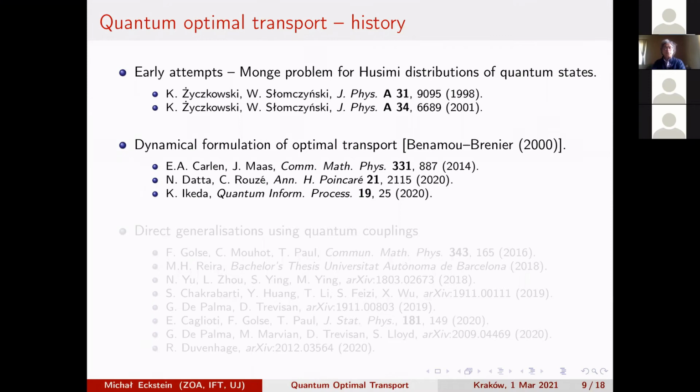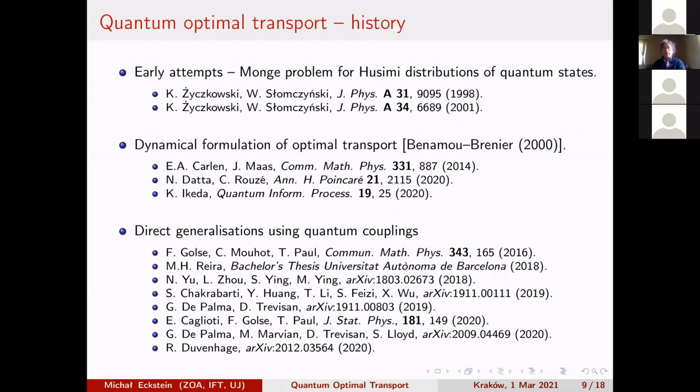Then there were some different ideas. Probably the first works in this direction were by Carlen and Maas, and then it developed quite rapidly into quite a number of papers. This approach exploits the so-called dynamical formulation of optimal transport, which was formulated by Benamou and Brenier in the year 2000. I won't go into the details about that. Let me just say it's related to the continuity equation, so it exploits the continuous version of the transport. You have some parameter like time, and then you look for some dynamical couplings. And then there were several attempts at direct generalizations using quantum couplings, so matrices with fixed marginals.